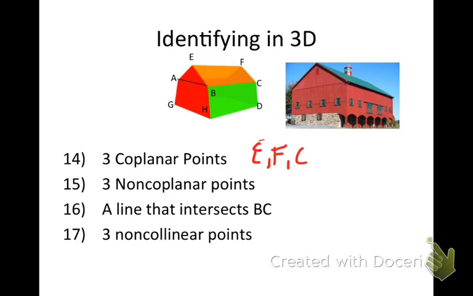Number 15. Non-coplanar points. Mr. Heston, what do you got for three non-coplanar points? BHG? BHG would actually be coplanar. See how they make the side of the building over here? So how about not BHD, but, sir? AF and D. Those are great ones. Do they have anything in common over there? Those would be three non-coplanar points. Those are great ones.